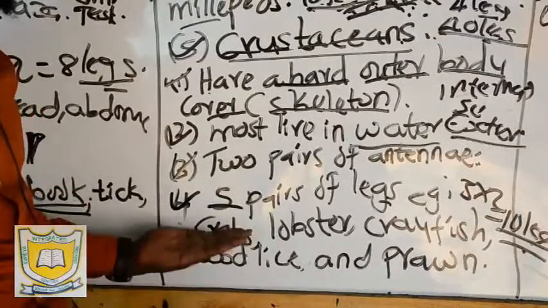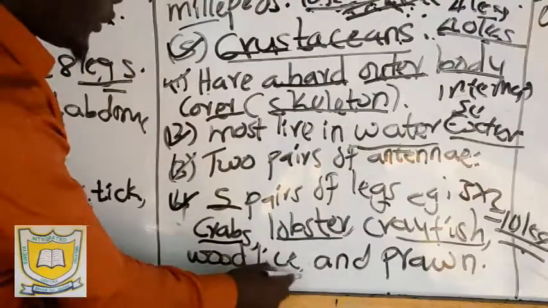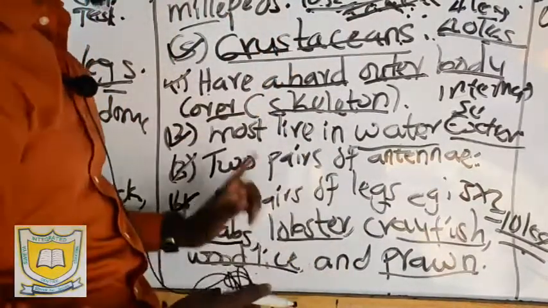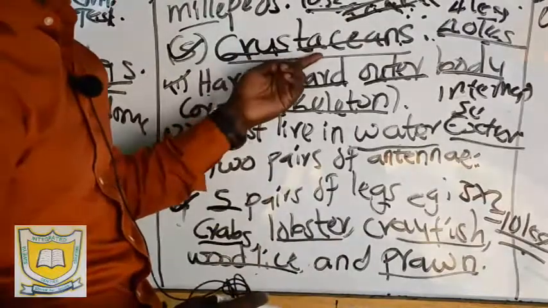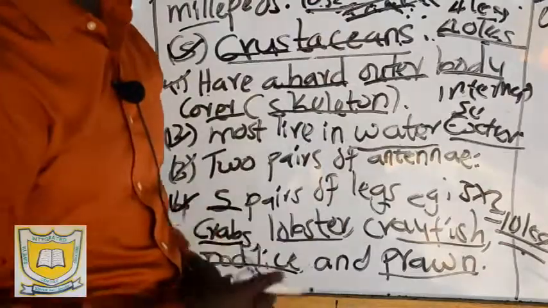The examples are crabs, we have lobster, we have the crayfish, the wood lice, and also the prawn. So you must understand the general name that is given to this group, which is called the crustacea. You may be asked to give examples of crustacea. You must be keen on that.